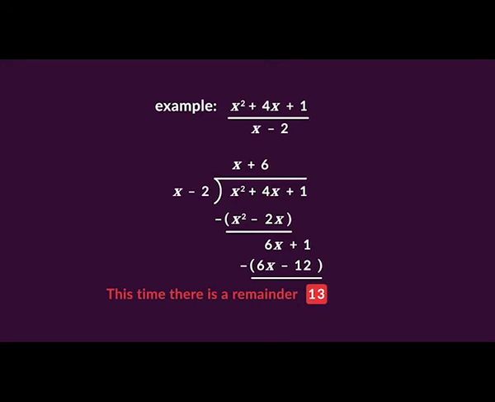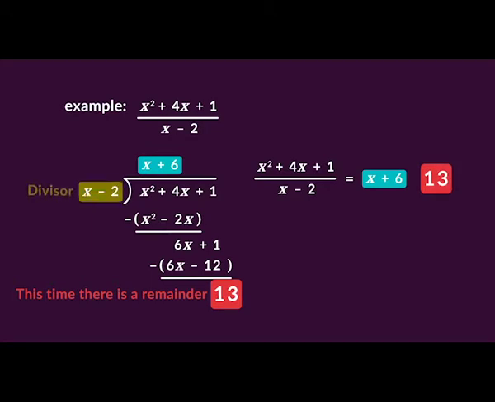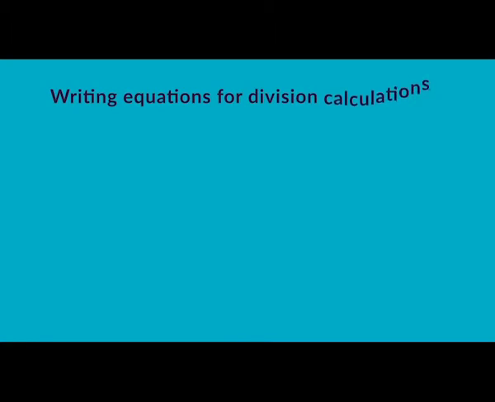Let's write this as an equation, starting with the dividend divided by the divisor. The quotient, or our answer, was x plus 6 remainder 13. The remainder of 13 has not been divided through by the divisor, x minus 2, so it's written like this in the equation. How do we write an equation for a division calculation when there is a remainder?